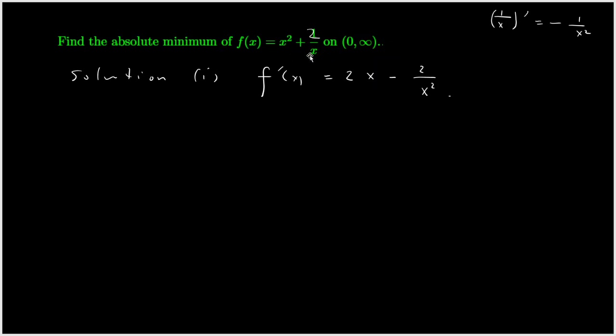We treat the function to have the domain of the open interval from 0 to infinity. Keep that in mind when we get the critical numbers. You need to make sure the critical numbers is a number on the interval. The next thing we do is to solve for critical numbers. Let the derivative be 0, and then we have 2x minus 2 over x squared equals 0.